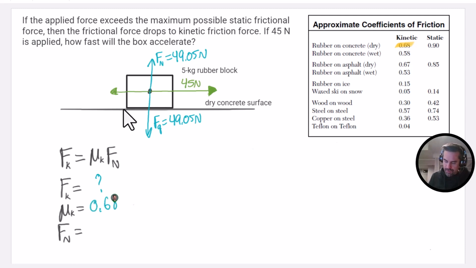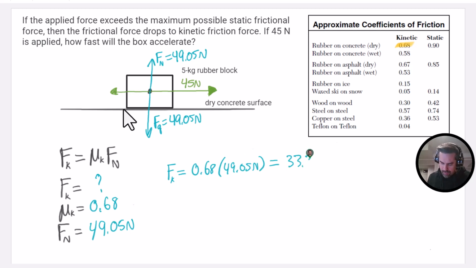Our coefficient of kinetic friction is 0.68. The normal force is still 49.05 newtons. And so the kinetic friction force is going to be 0.68 multiplied by 49.05 newtons. And that will give us 33.354 newtons.